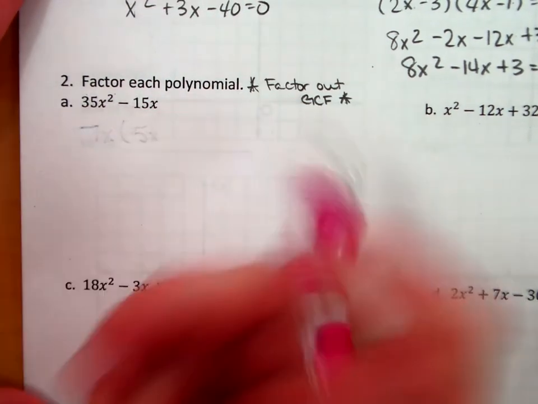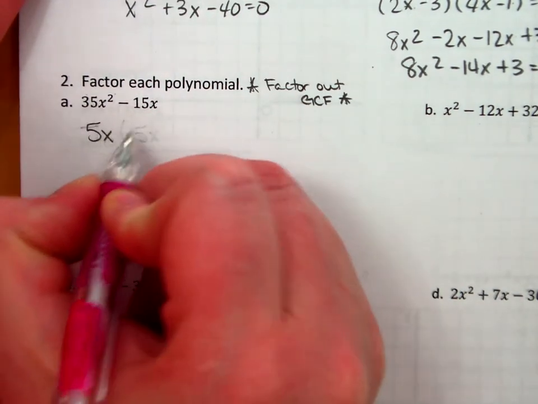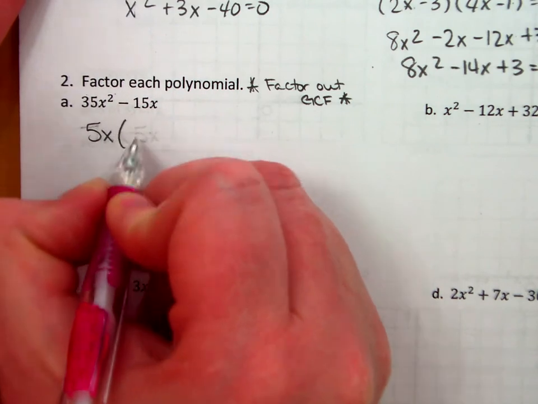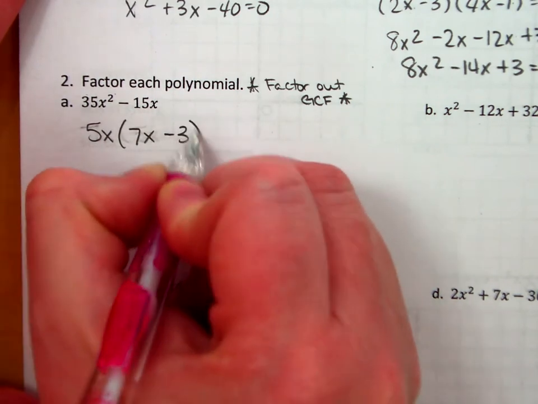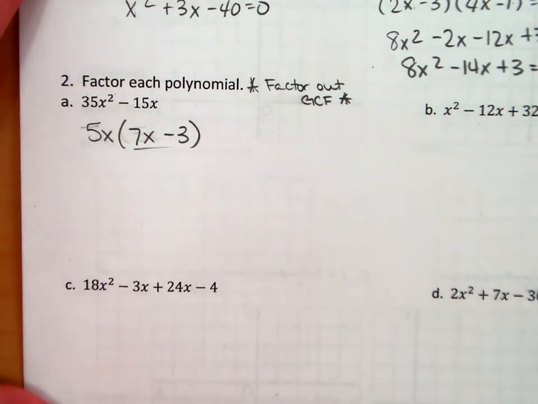Again, greatest common factor is 5x. I read that as a 14. This leaves me with the 7x minus 3. Can't factor this any further, so I'm done.